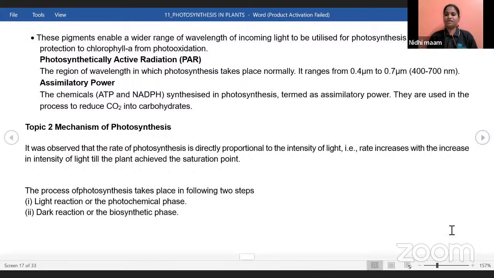Okay. So here you can see the mechanism of the photosynthesis, right? When we study regarding the mechanism of the photosynthesis, here we have two processes in it. One is light reaction, or which is called photochemical phase. The other is dark reaction, or it is called biosynthetic phase. Photochemical phase and biosynthetic phase, right?